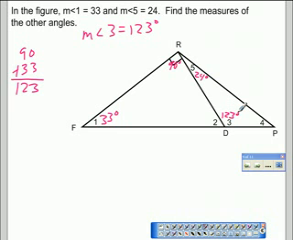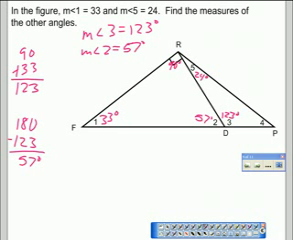Take that away from 180. Very good. Guys are rolling right along. 57. That's 2. See how quickly this can come together?